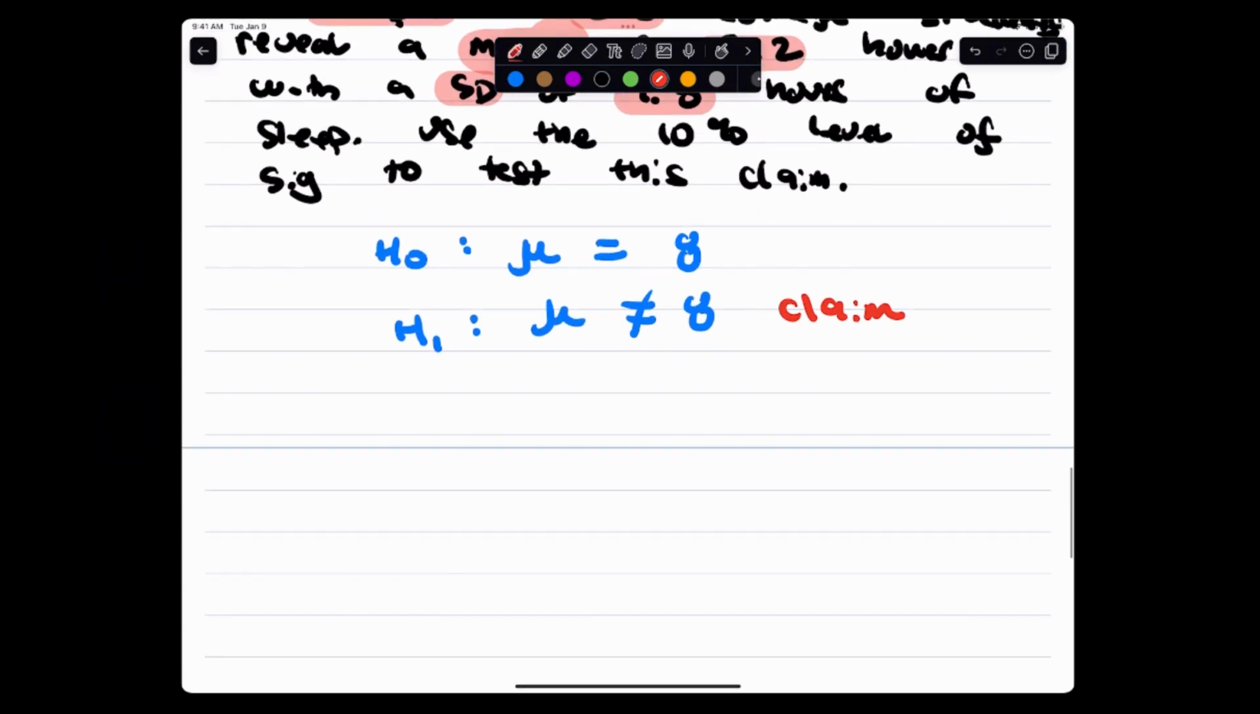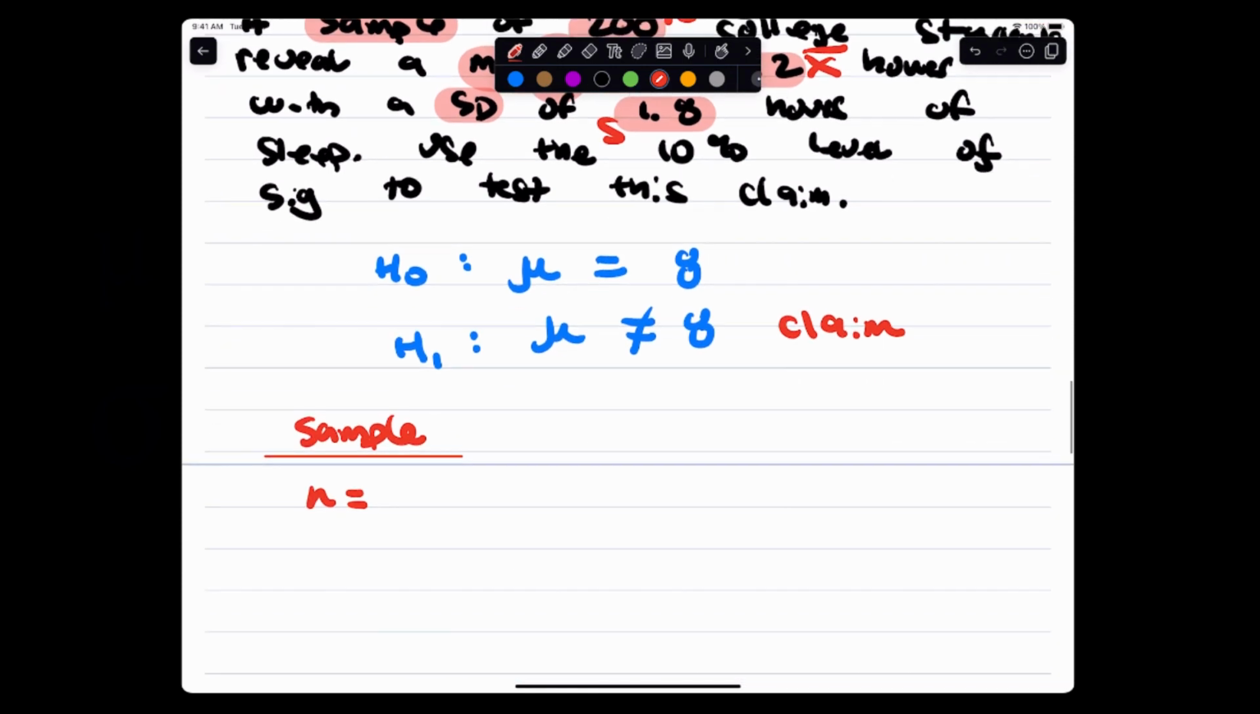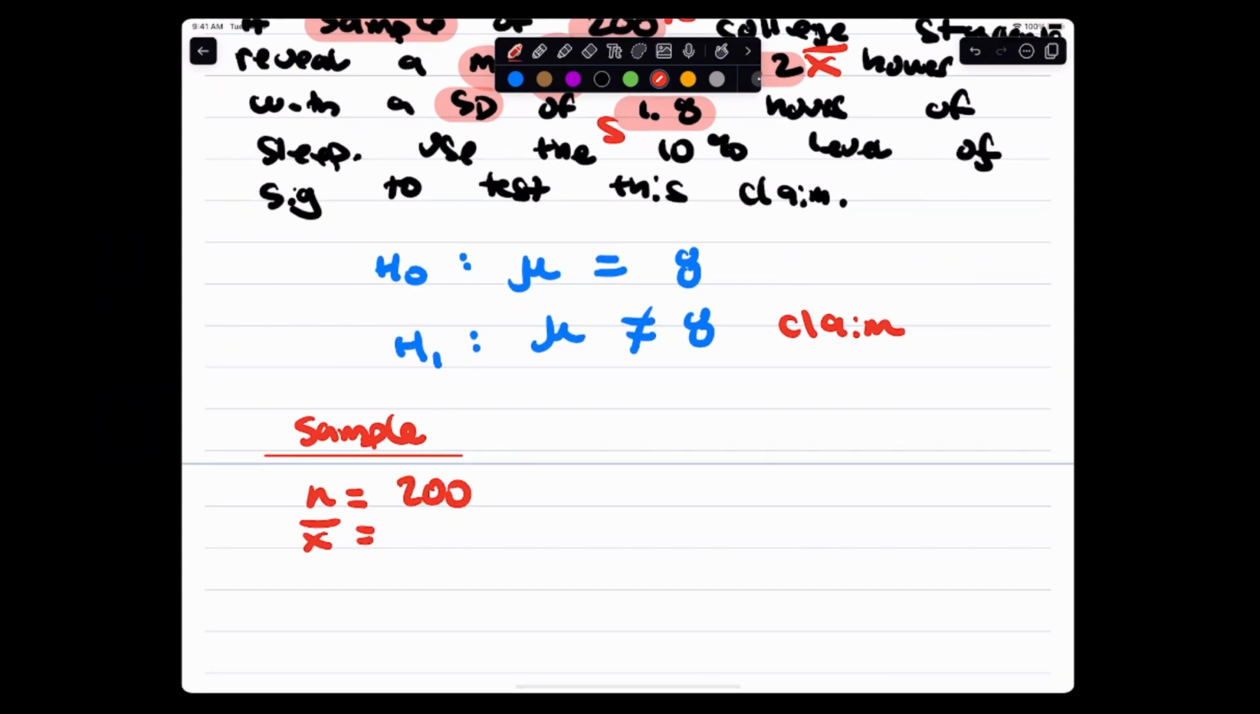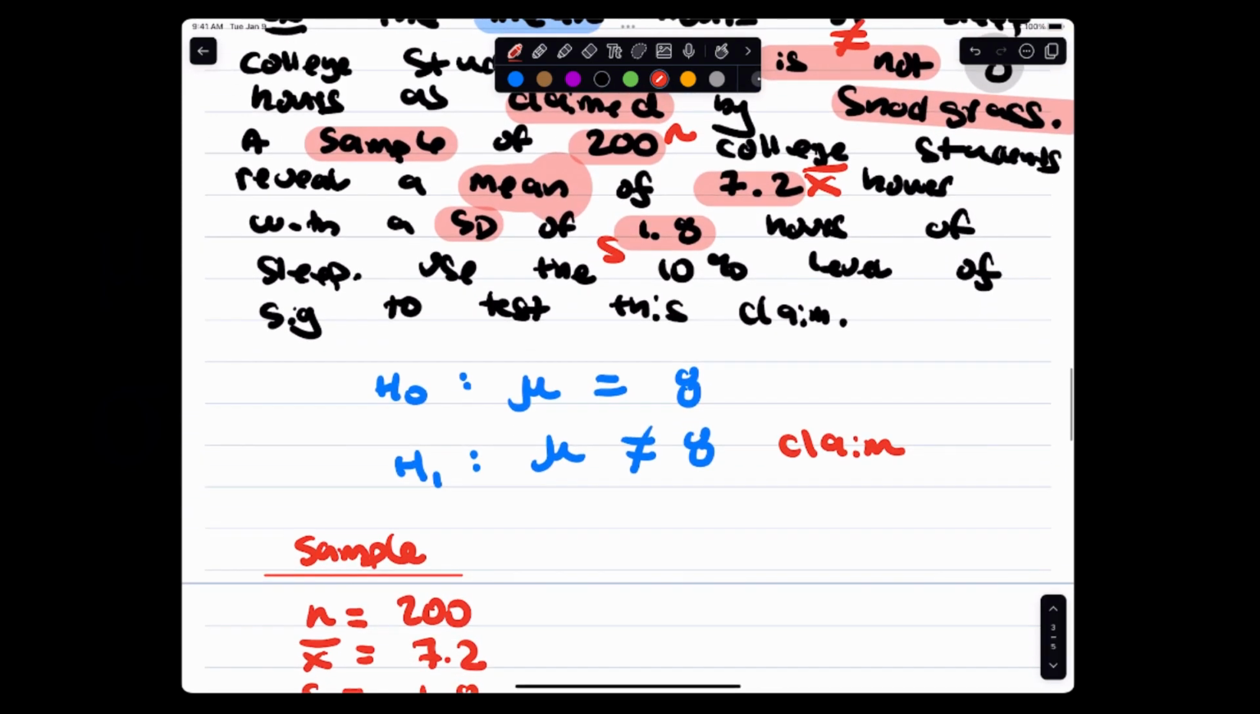So let's write this down. Sample information. What does it say? n, x bar, and s. Is that true? What's your sample size? 200. What's the sample mean? 7.2. Sample standard deviation. 1.8. Is that right?